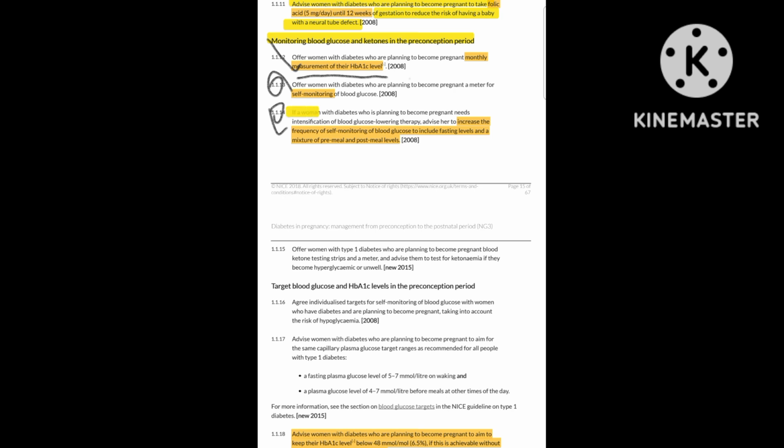Let's read this again. For women with diabetes who are planning to become pregnant and need intensification of blood glucose lowering therapy, advise her to increase the frequency of self-monitoring of blood glucose to include fasting levels and a mixture of pre-meal and post-meal levels. Okay.